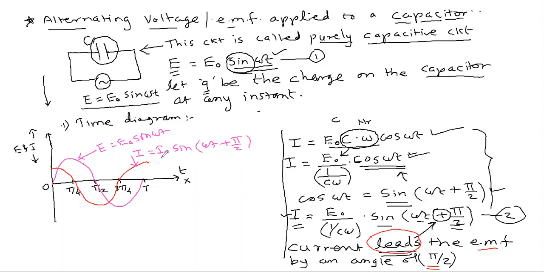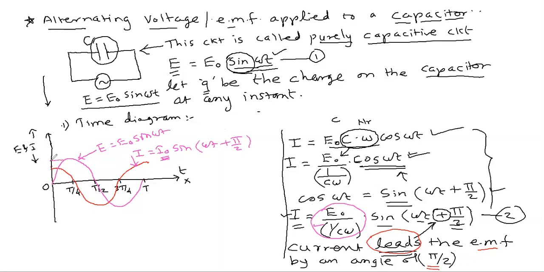Now see here, the peak value of the current. Let us compare the peak value of this current here. So here we got the time diagram. I will discuss this peak value of the current and the comparison of this value. First of all, we'll draw the phasor diagram now. So these are the values.